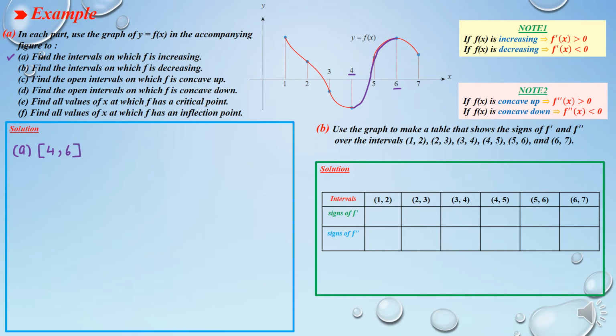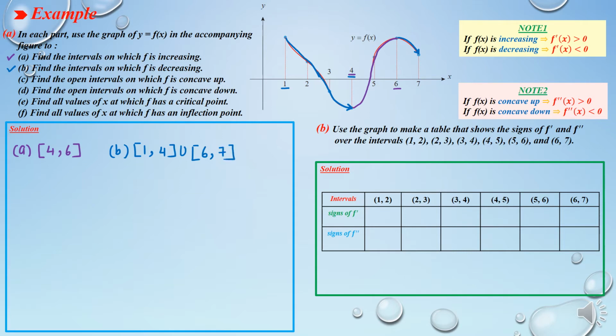Now in part B you have to find the intervals in which the function is decreasing. Decreasing, we have 2 intervals. This is the first one, and this interval from 1 to 4, and we have another decreasing interval which is from 6 to 7. So these are the intervals in which the function is decreasing.